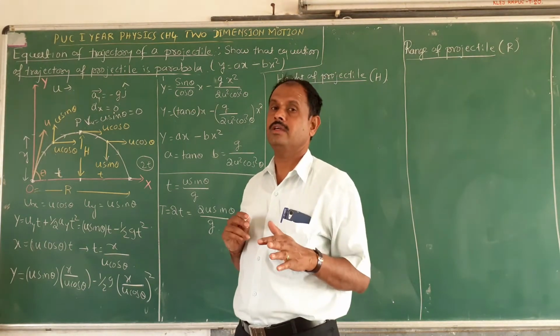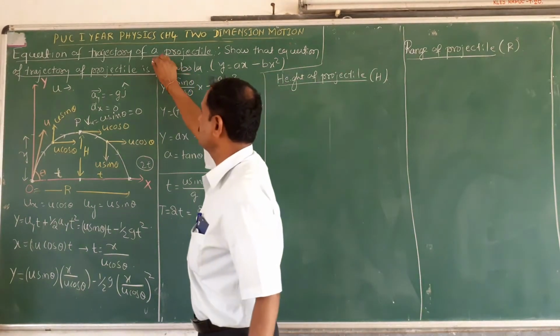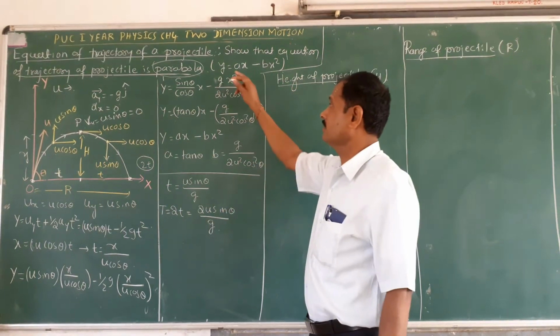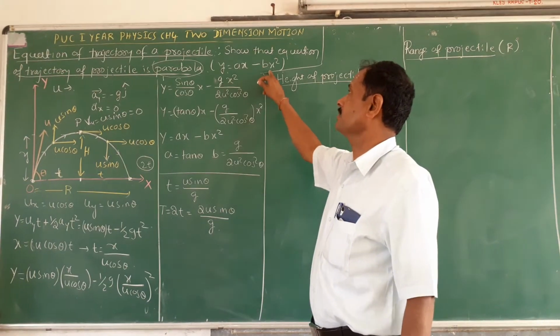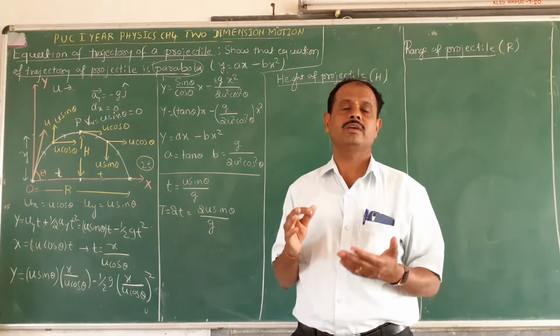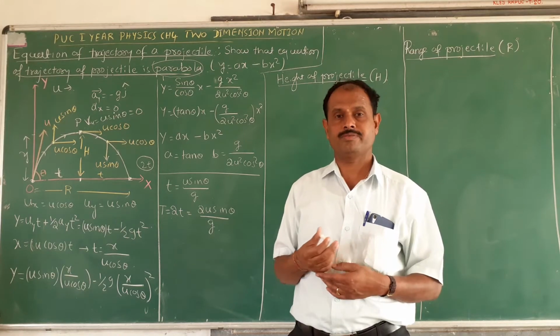Now, what is the nature of the curve of the projectile motion? This is said to be a parabola. It is in the shape of a parabola. The parabola equation is y = ax - bx². So this is the example for projectile motion.